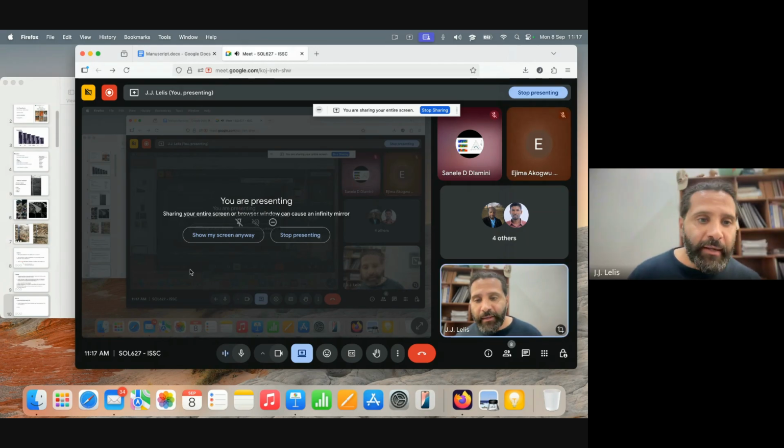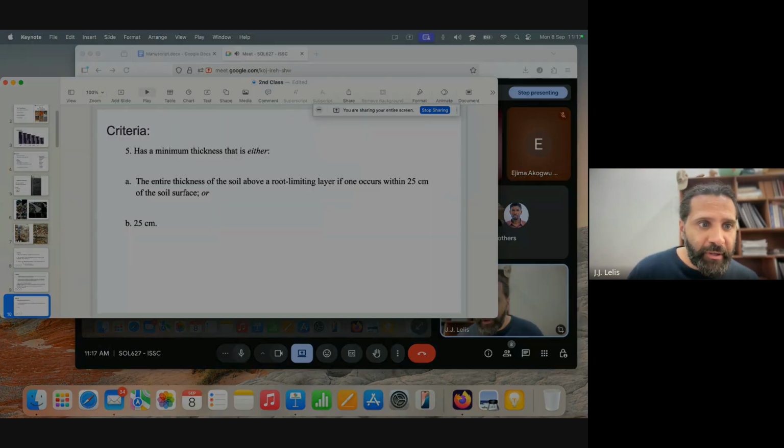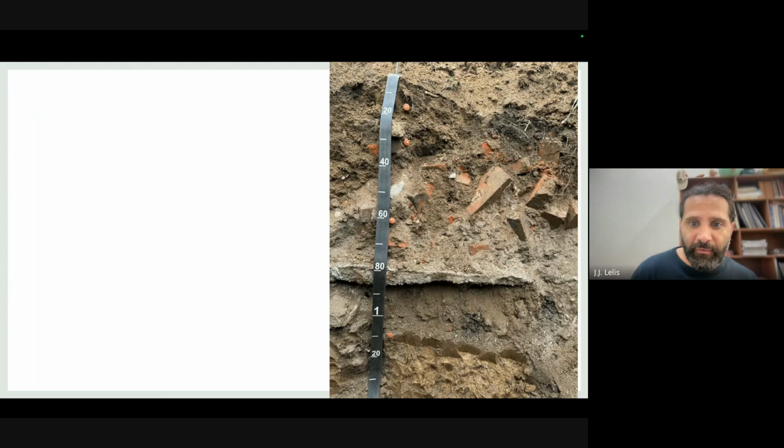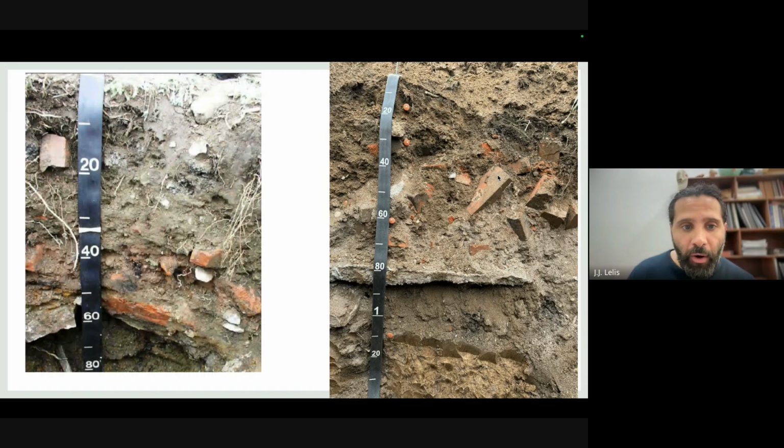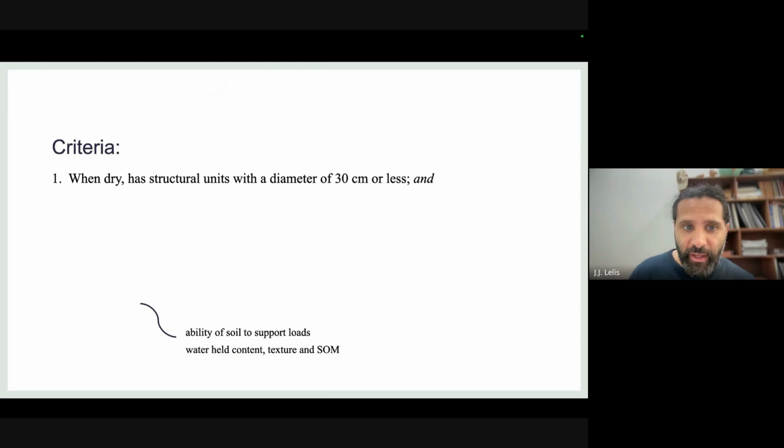I see. Let's see, for example, this one. Okay, let's just return. For example, in this case, we have a root limiting layer here, and we have a lot of bricks, a lot of material. This has a thickness of 80 centimeters. So at least the minimum thickness of 25 centimeters is fitted, and I can see bricks, and I can tell you that this material has a solid behavior. So all of these criteria are fitted.